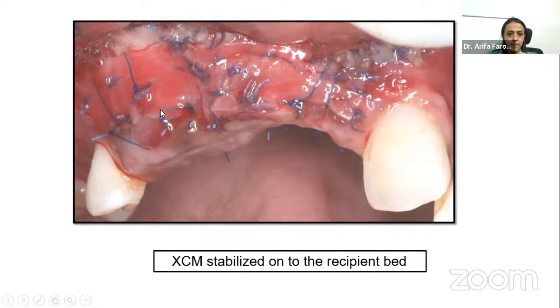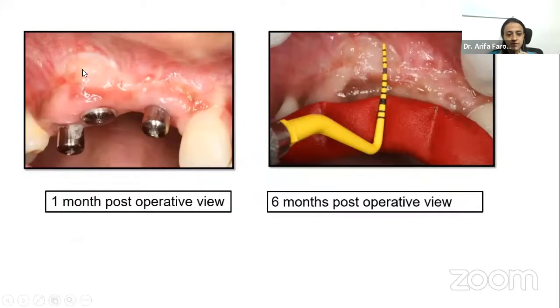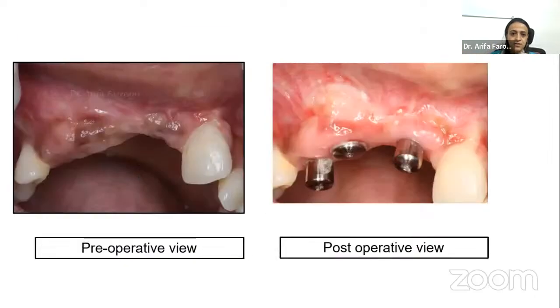Okay, now you can appreciate. Here, if you remember, I showed you in the initial slide, there was absolutely no keratinized tissue over this place. Here it was there. Now we were able to form around 9 mm of keratinized mucosa. We started from 0. Okay, so this was the pre-operative view here, and now you see how much we have achieved over here, here, and here.